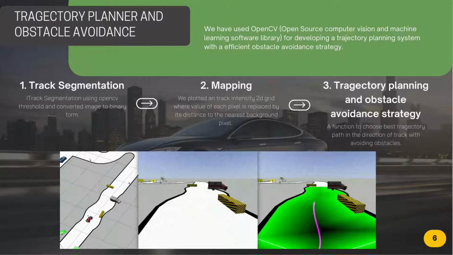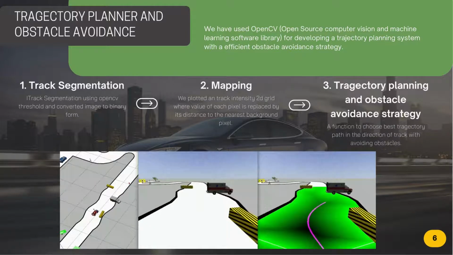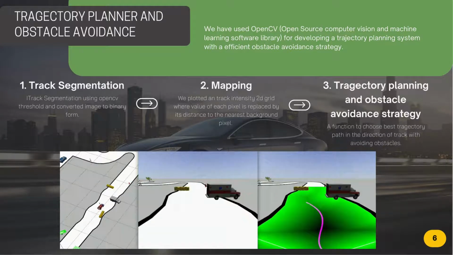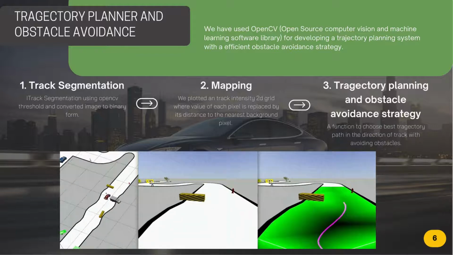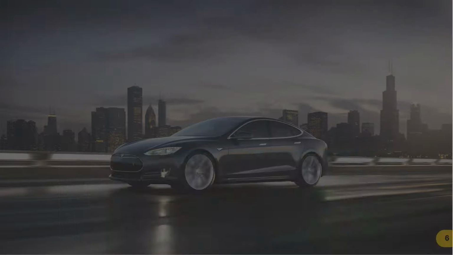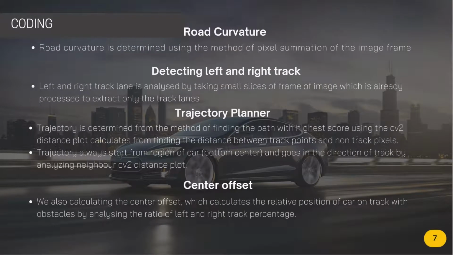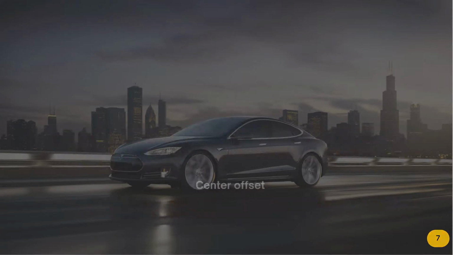We are also using these path coordinates to find the track curve direction and center offset value, which gives the relative position of the car on the track for smooth navigation of the car. Other than the AI/ML implementation, we also used Python with OpenCV and NumPy for implementing other algorithms like road curvature, detection of left and right track lane, path planning, center offset, etc.